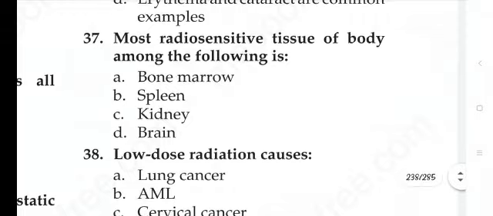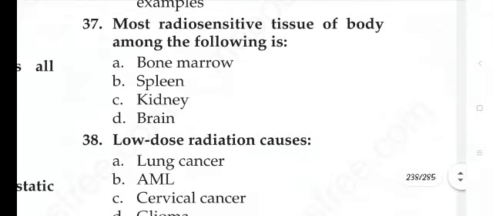Next question is most radiosensitive tissue of body among the following is. Options are option A, bone marrow, option B, spleen, option C, kidney, and option D is brain. The answer of this question is option A, that is bone marrow.